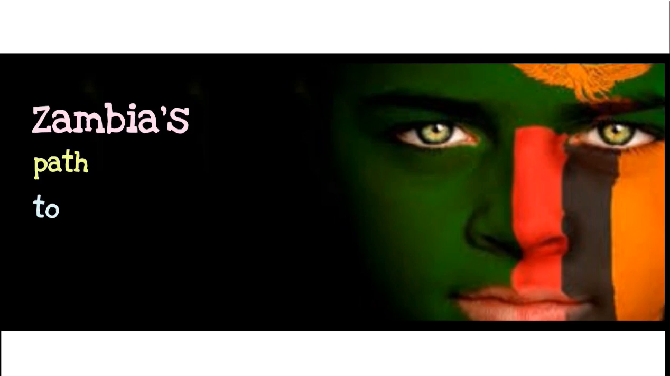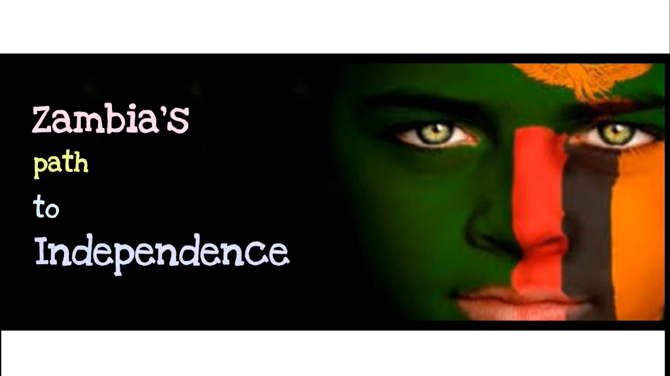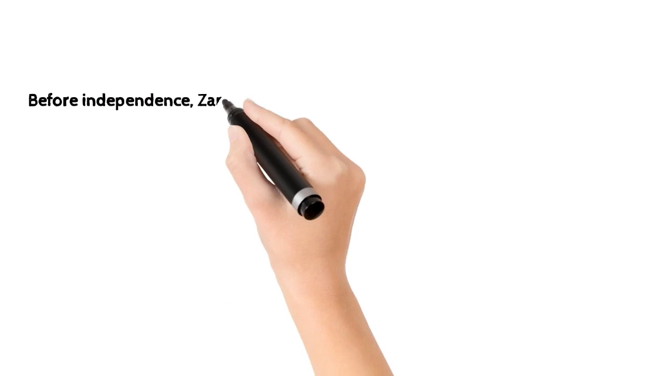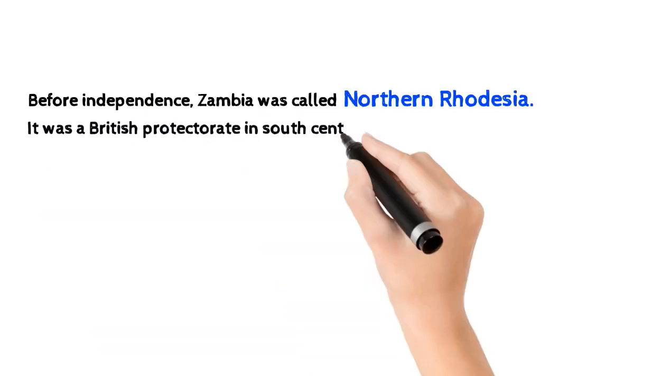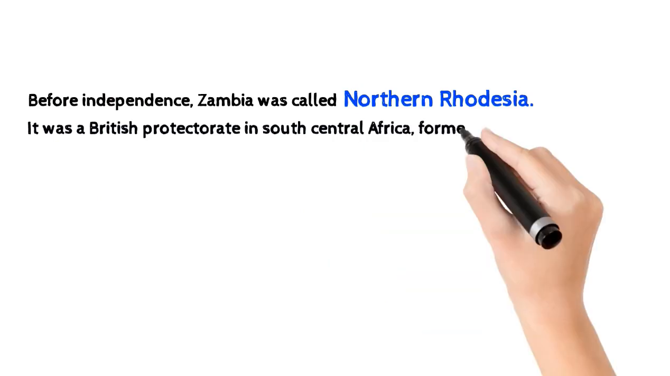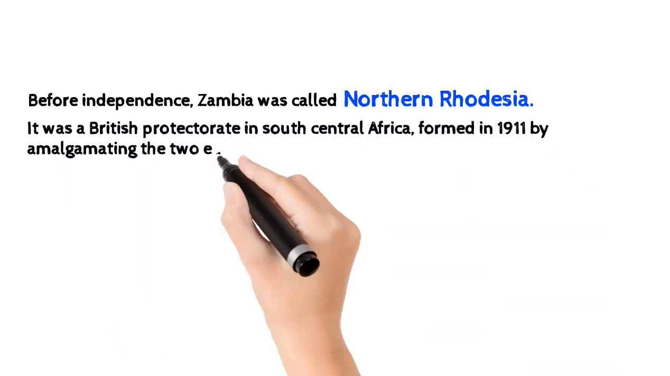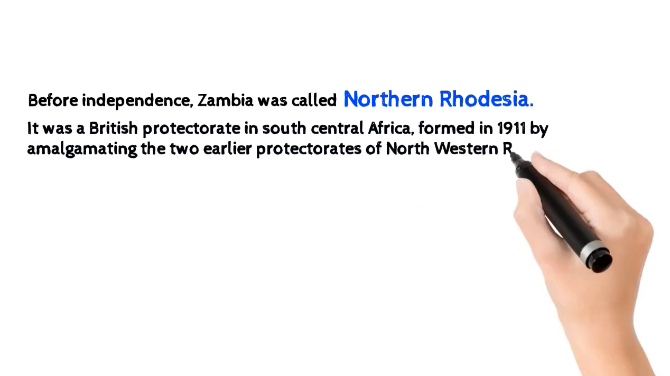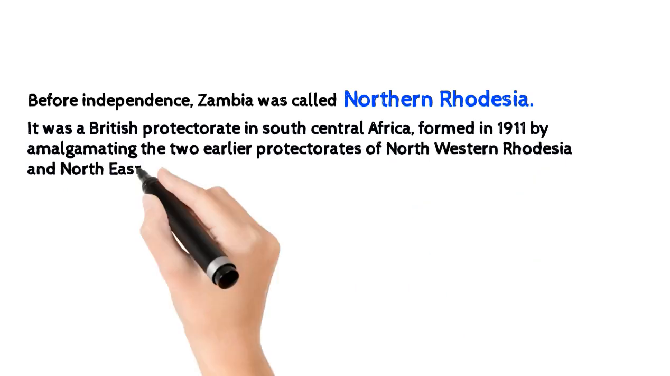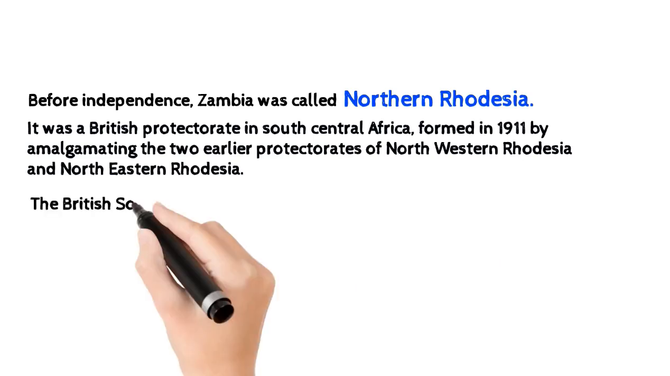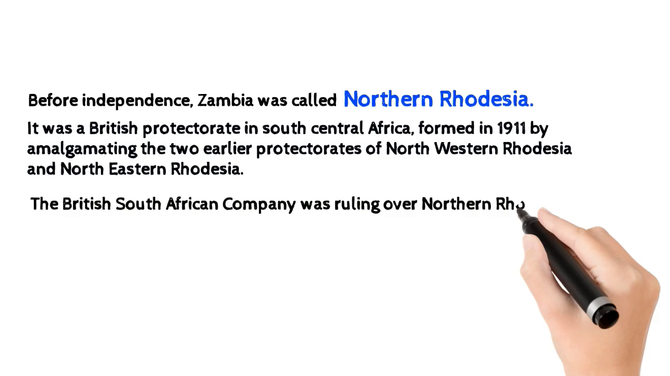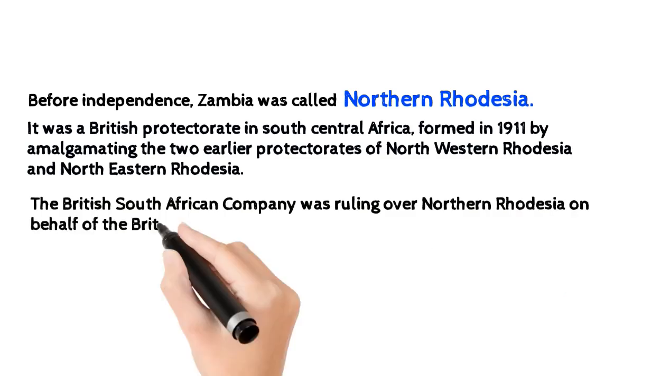Secondly, I'm going to be talking about Zambia's path to independence. Before independence, Zambia was called Northern Rhodesia. It was a British protectorate in South Central Africa, formed in 1911 by amalgamating the two earlier protectorates of Northwestern Rhodesia and Northeastern Rhodesia. The British South African Company was ruling over Northern Rhodesia on behalf of the British government.